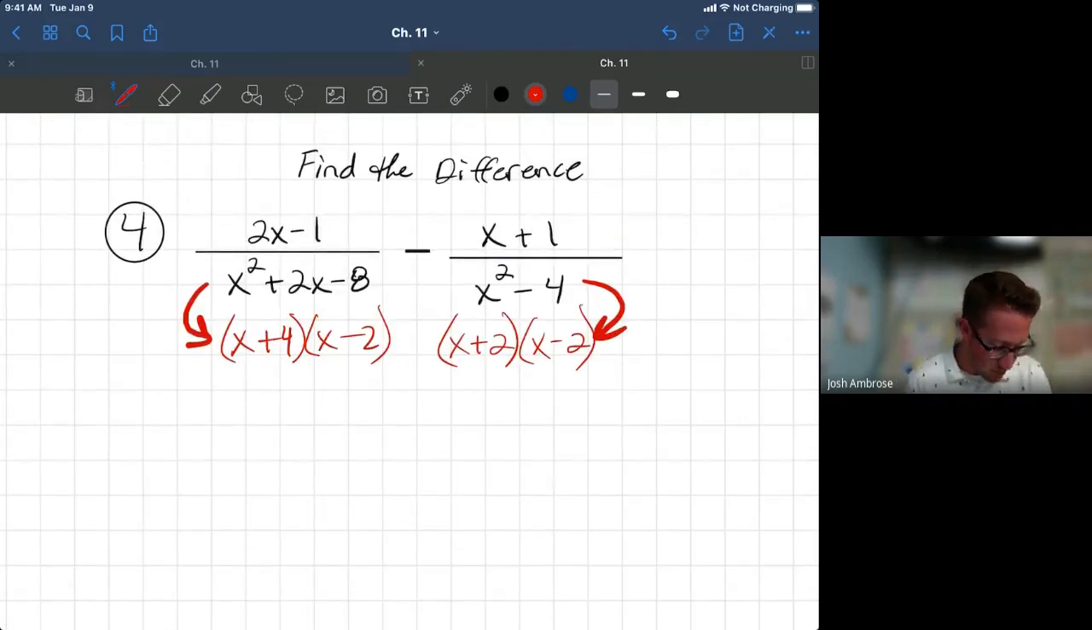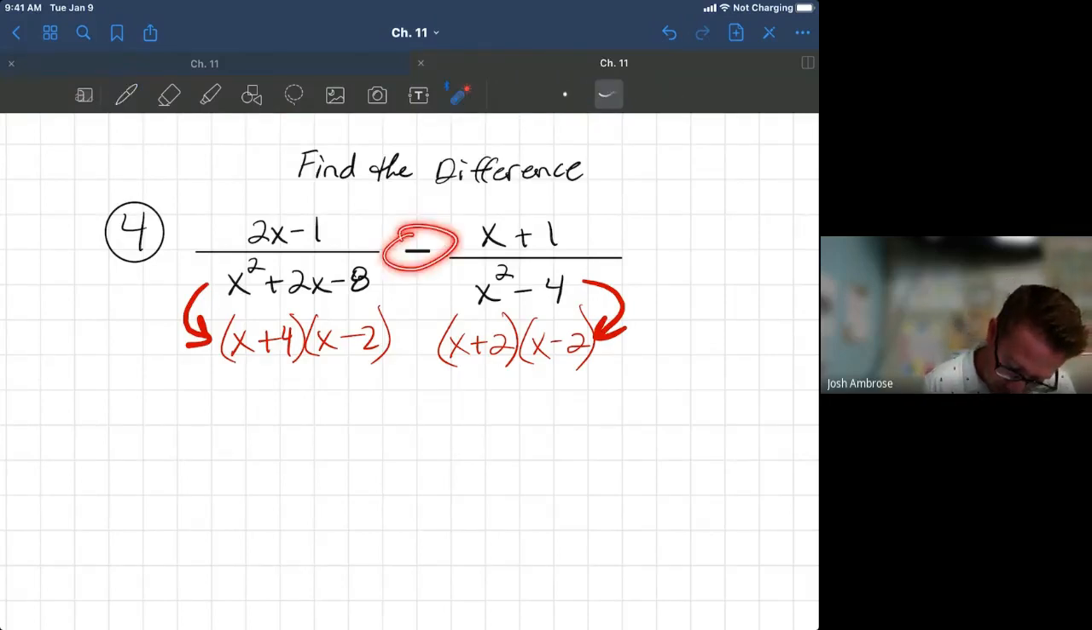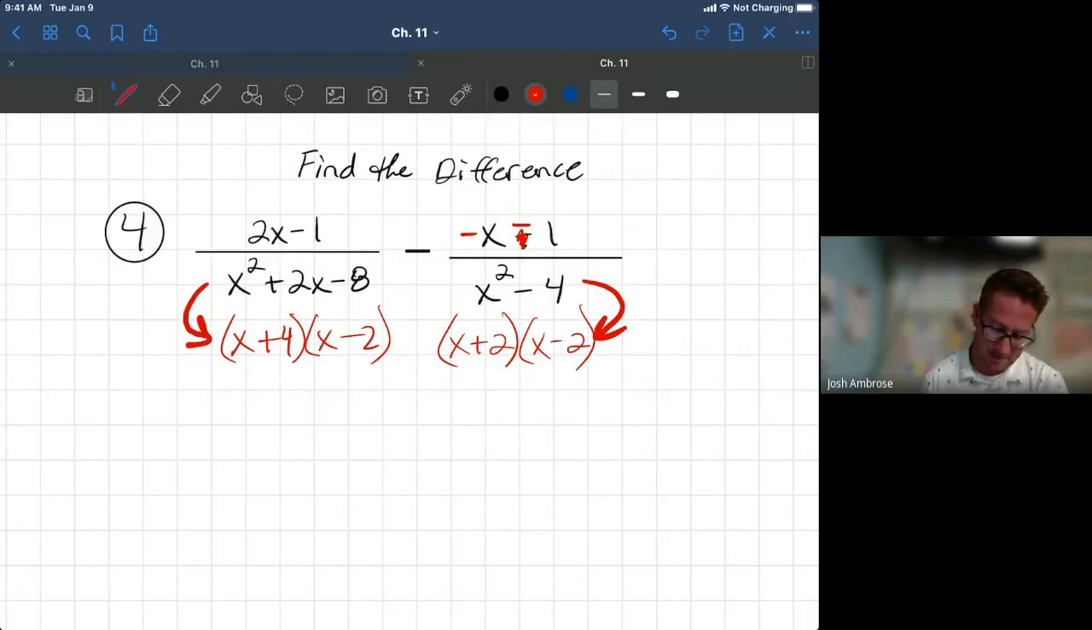Okay, so here's what we have. For starters, we still have a negative sign that needs to be distributed to both parts with the x and with the 1. And when that happens, that's going to create a negative x, and that's going to change that plus sign to now be a minus 1.